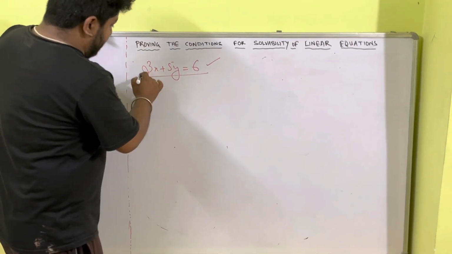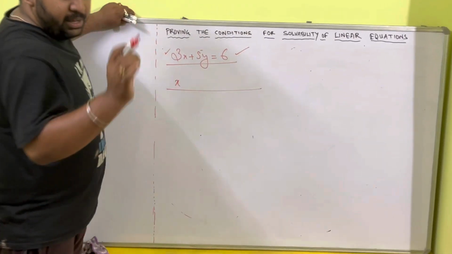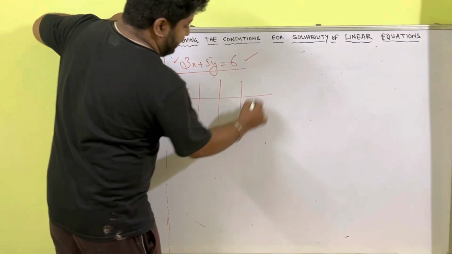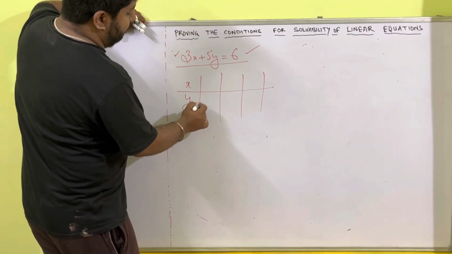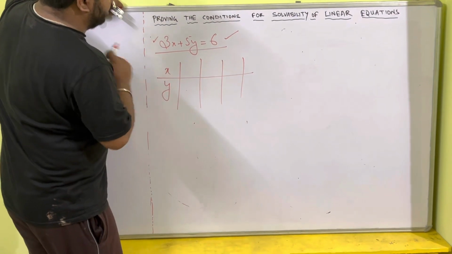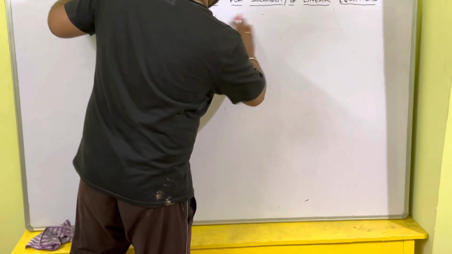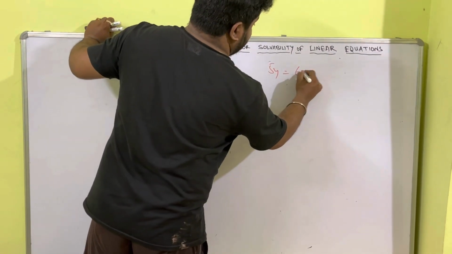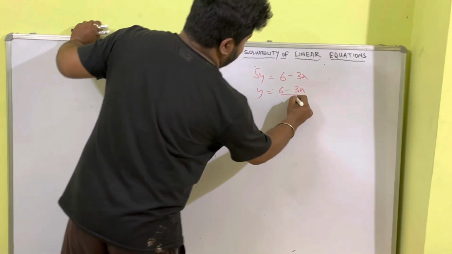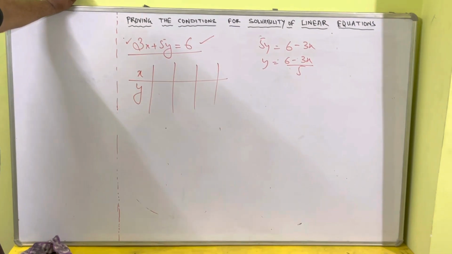Remember that in class 9, this is class 10, right? In class 9, we used to learn like this: take out 4 or 5 values of y and x. They used to teach us. Then we used to write 5y is equal to 6 minus 3x, y is equal to (6 minus 3x) by 5. Yes or no? We used to do like this.